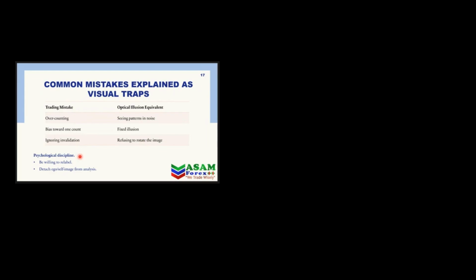Psychological discipline: be willing to relabel. You have to detach the self-image from the analysis. There is another principle that says sometimes traders force themselves to see what they want to see in the market. You open a chart, you want to see a triangle, and actually you will see it, because you are going in with the perspective of seeing a triangle. So you will see something that is actually not there. That is a psychological problem, a discipline problem.